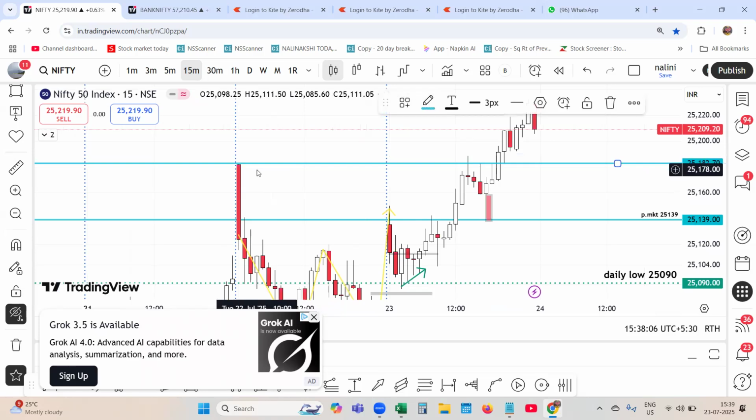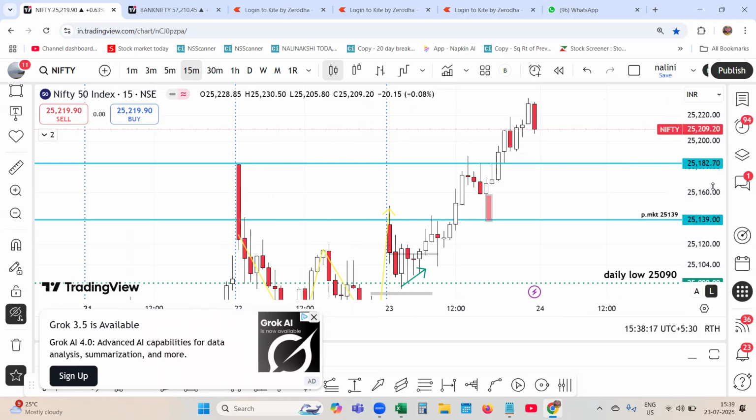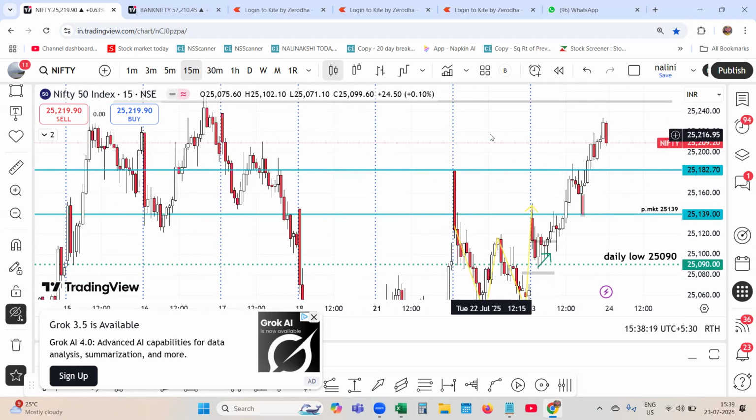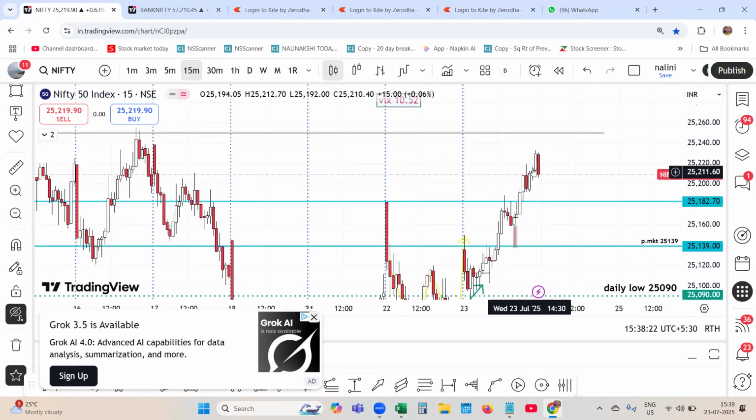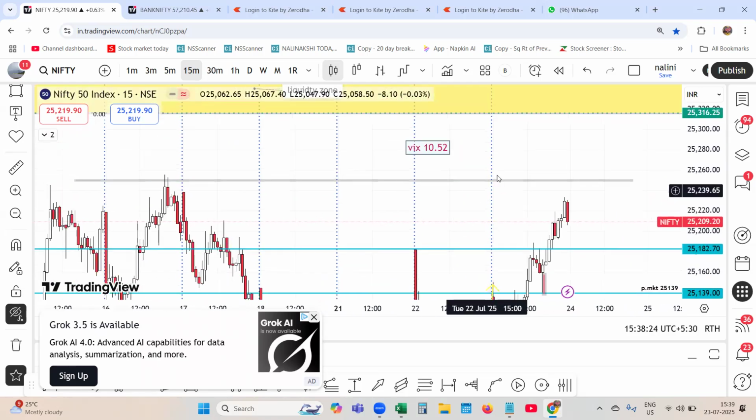Already in my morning video I had mentioned that this is an open high candle. They are going to trap it because the stop losses will be there, liquidity will be flowing in the market. Finally the market rallied up to this level, and this is the immediate resistance present in the market, 25,200. And what is the level? 252. Let me mark this level.